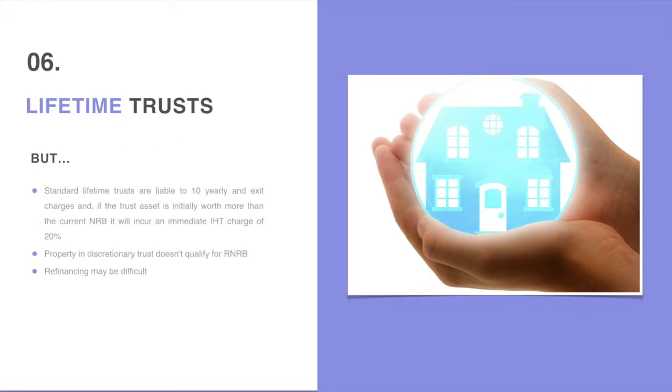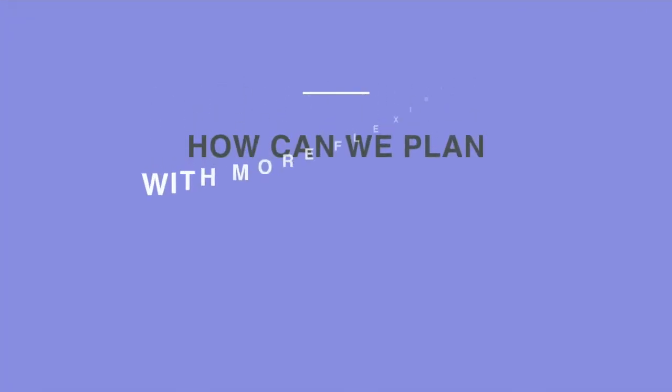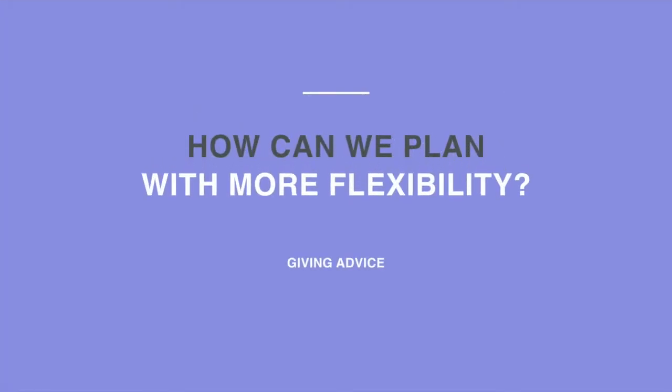However, standard lifetime trusts are liable to 10-yearly and exit charges, and if the trust asset is initially worth more than the current nil rate band, it will incur an immediate inheritance tax charge of 20%. Property held in a discretionary trust doesn't qualify for the residence nil rate band. Refinancing may still be difficult. So how can we plan with more flexibility?